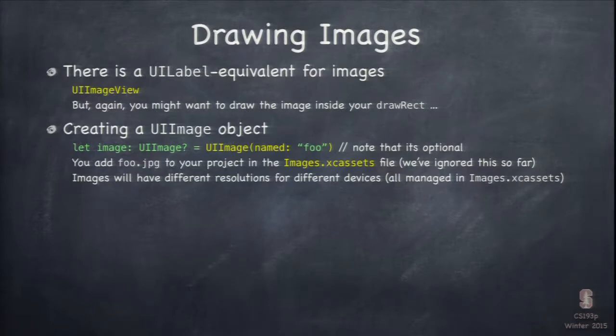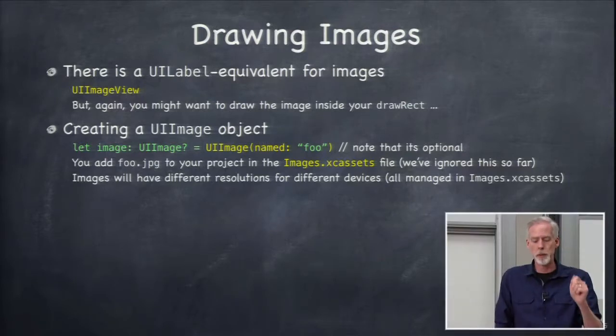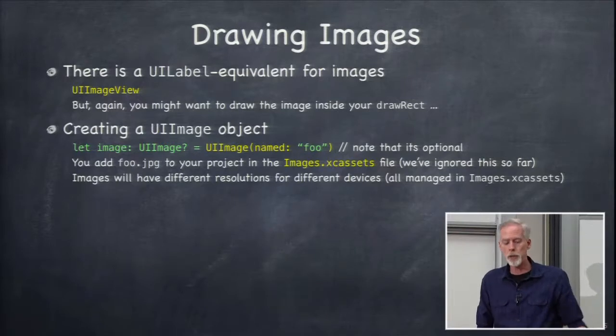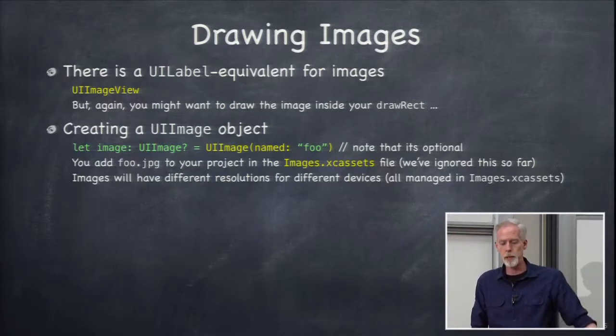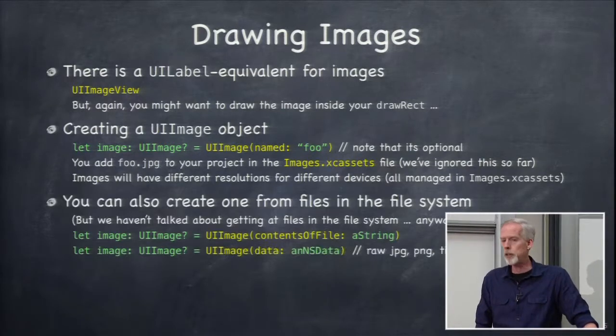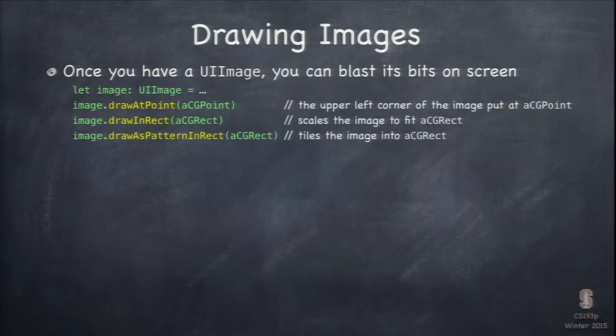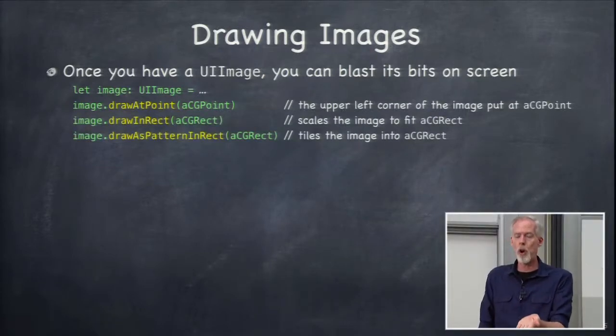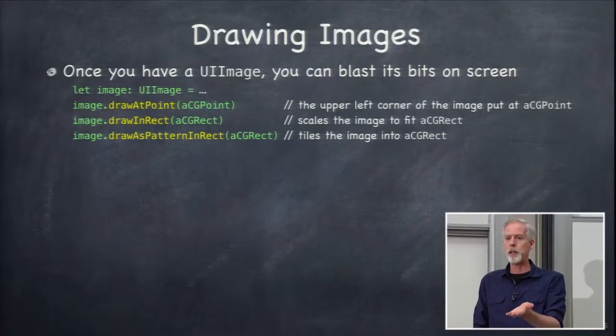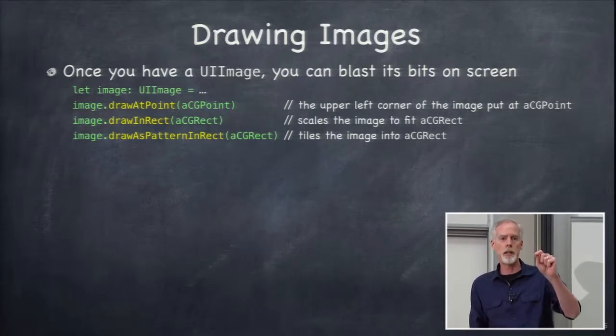And if you click on that, it's pretty self-explanatory. You can drag images in. You can have different images of different resolutions for different devices. It's really pretty powerful. That's usually how you create an image, is by name and dragging it into the Images.xcassets. You can create it in other ways from the file system, which we haven't talked about, or even with drawing. We're not going to talk about that either. Once you have a UIImage, you can draw it by just sending it the message drawAtPoint. And it will draw in its normal size with that point as its upper left.